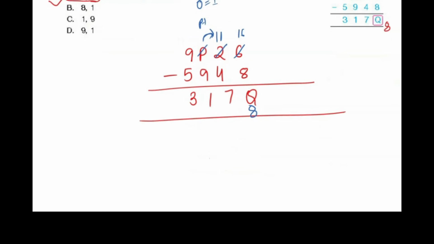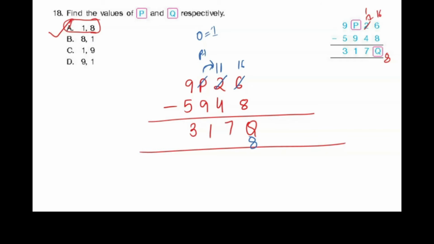This means that if we just place the values 9, 1, 2, 6 minus 5, 9, 4, 8, let's subtract, it's 8, 11 minus 4 is 7, 10 minus 9 is 1, and 8 minus 5 is 3. So we are getting correct values. This is 8 and this is 1. 1 and 8 is the correct option.